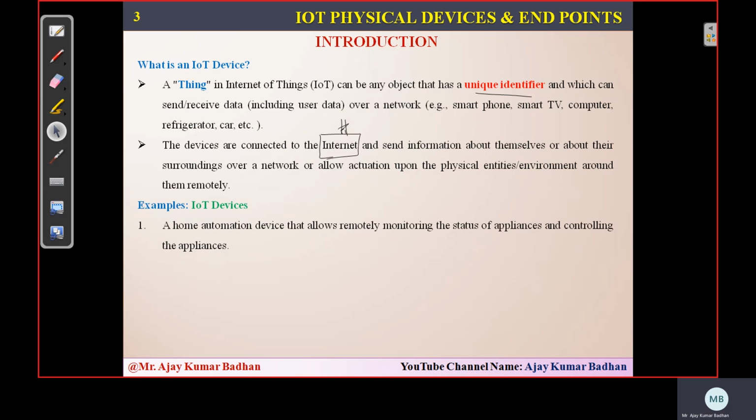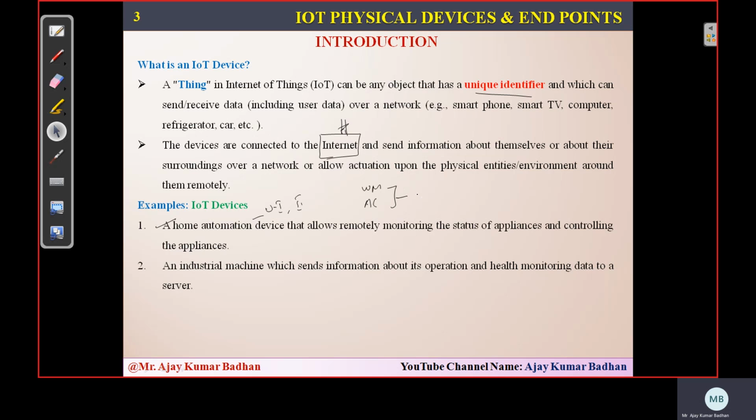So what are the different examples with respect to the IoT devices we do have? The first one, if we talk about, we have something called home automation device. This already we discussed in unit 1 as well as unit 2 to a certain extent. Home automation is nothing but you people might be having washing machines, air conditioning. So you will be trying to control them using your mobile phone.